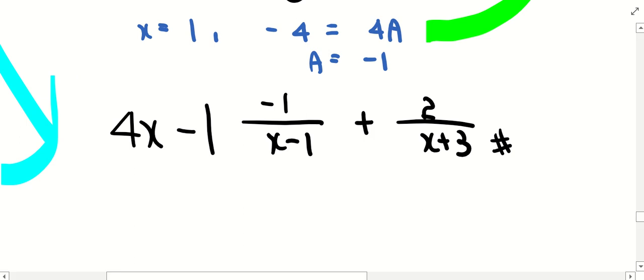So let me do the change. Put the minus in front of the fraction. Then you will have the answer.